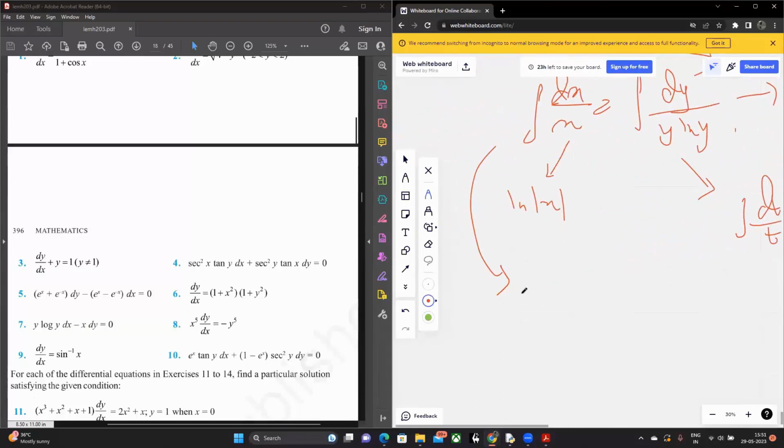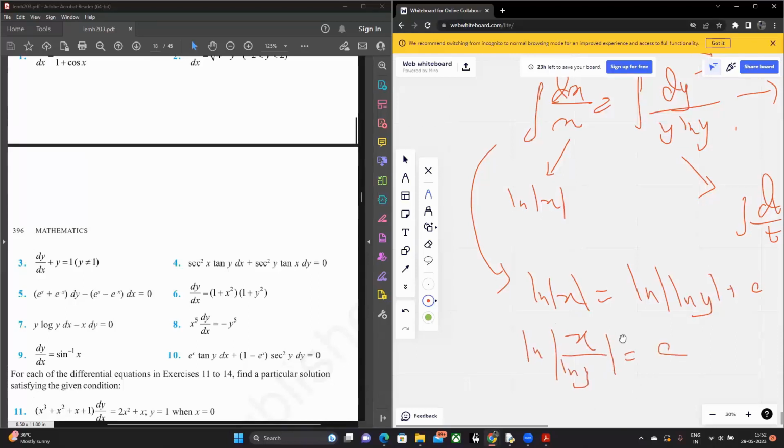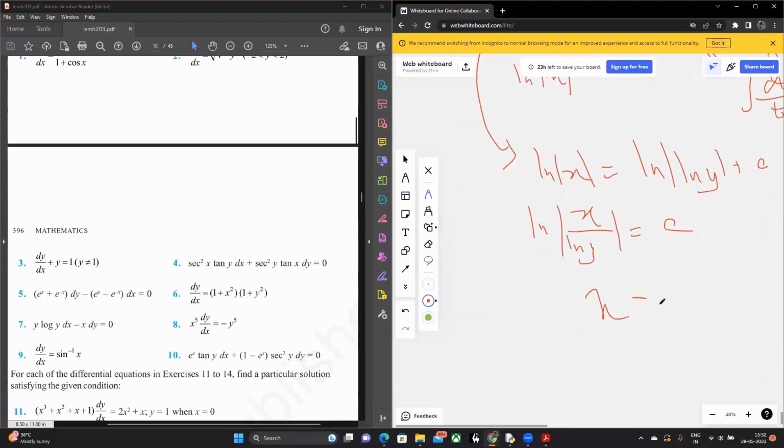Therefore, we basically have in the solution ln mod x equals ln mod ln y plus c. This is basically ln mod of x by ln y equals constant, which means that x is equal to some other constant into ln y. Because remembering this ln makes the e power a constant, which is also a constant.